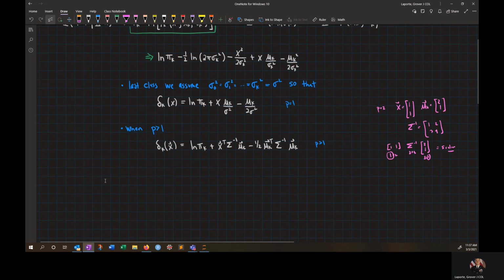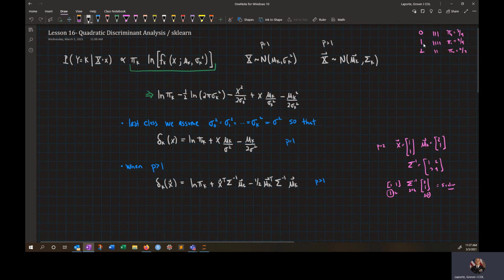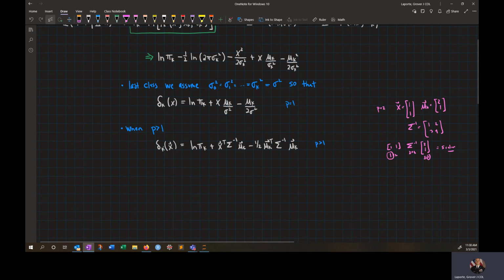How do I pick a class? If I'm given 3 classes here, then I would have a different mu k vector for each one of these classes. I'd have a different sigma squared here. So that's how we go about it, and then we just substitute it in and pick the one that's the biggest. Whichever one of my deltas was the largest, that's the class that I would pick.